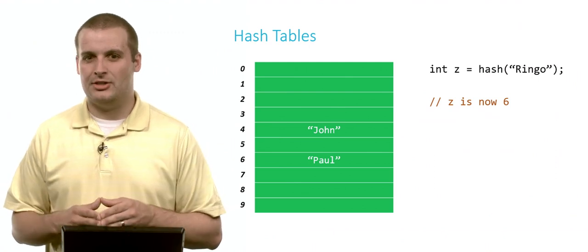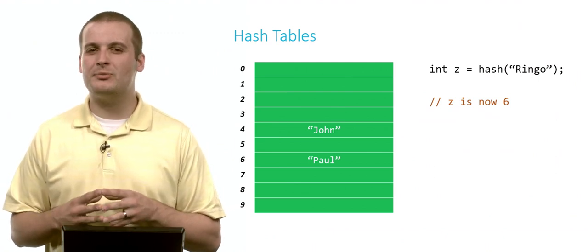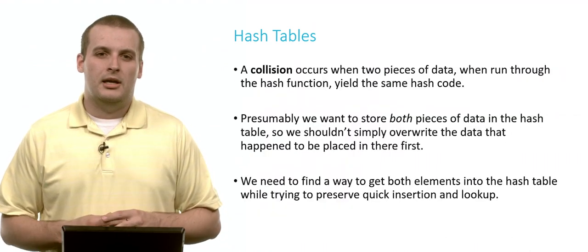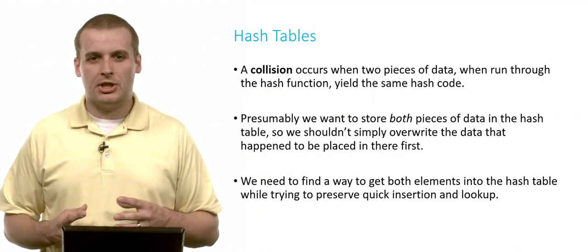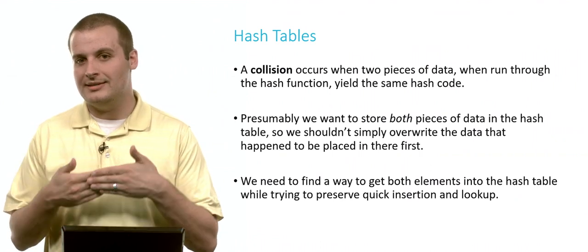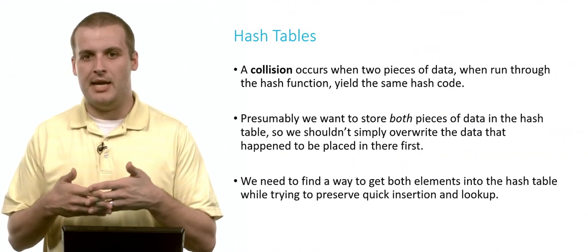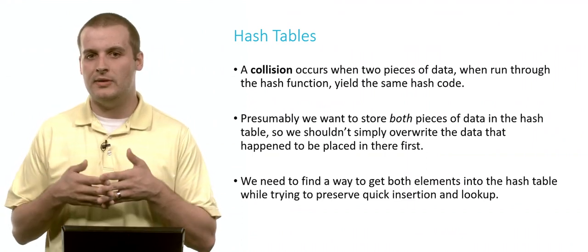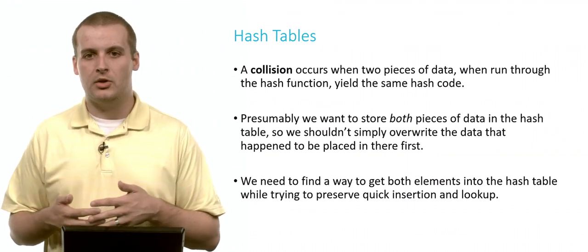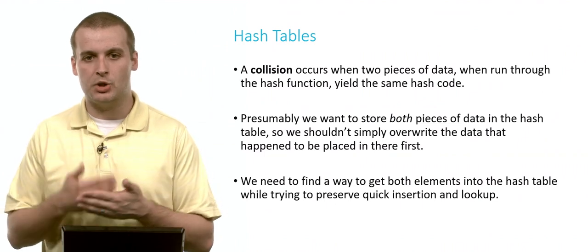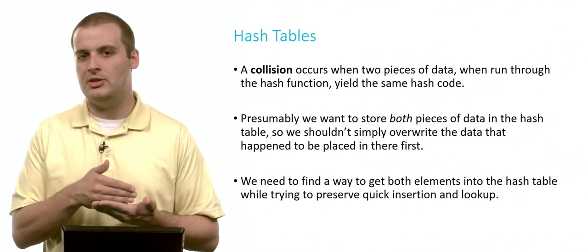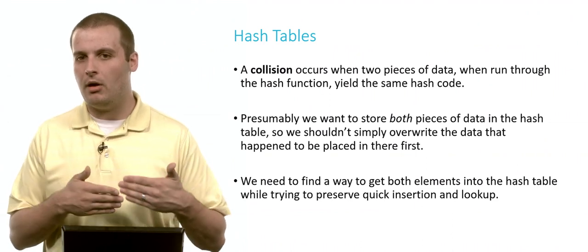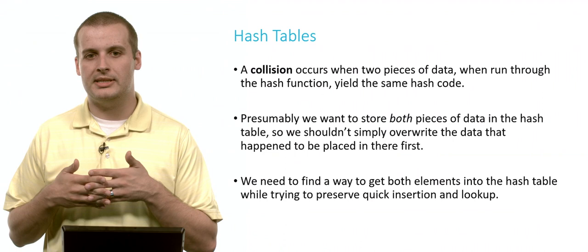I've already got data at array location 6, so it's probably going to be a bit of a problem for me now, right? We call this a collision, and the collision occurs when two pieces of data run through the same hash function yield the same hash code. Presumably, we still want to get both pieces of data into the hash table. Otherwise, we wouldn't be running Ringo arbitrarily through the hash function. We presumably want to get Ringo into that array. How do we do it, though, if he and Paul both yield hash code 6?